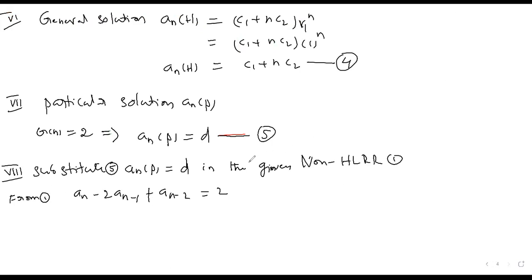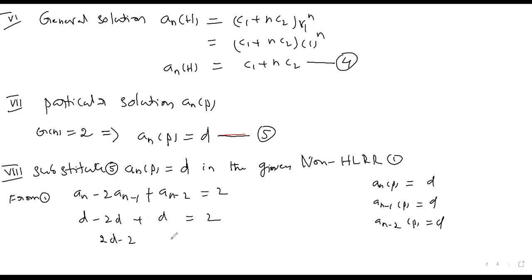Okay, substitute this An value in this equation. That means An equals An of P equals D. So An of n minus 1 is also D, because this is constant. An of n minus 2 is also D, because this is constant. There is no n. Therefore, substitute D minus 2D plus D equals 2. Finally, 2D minus 2D equals 2. Finally, 0 equals 2, which is wrong.